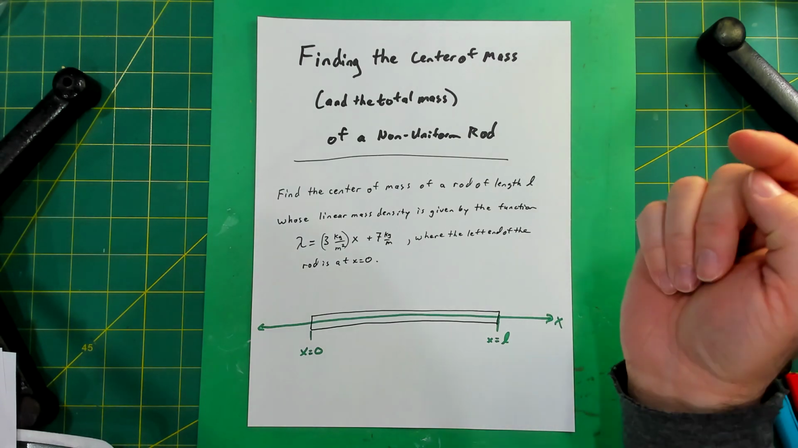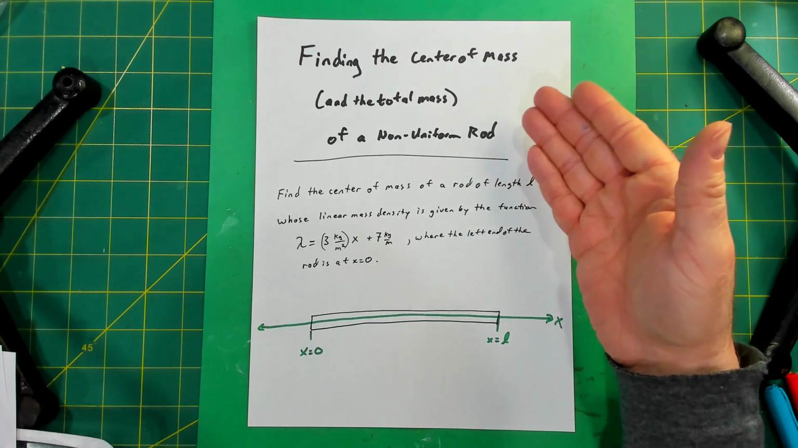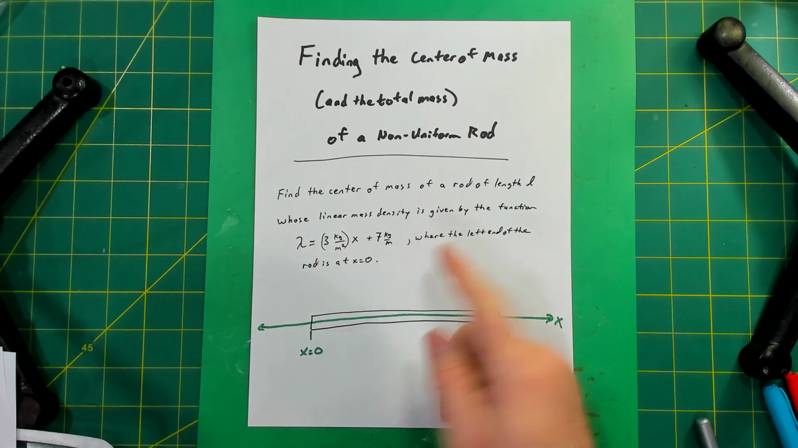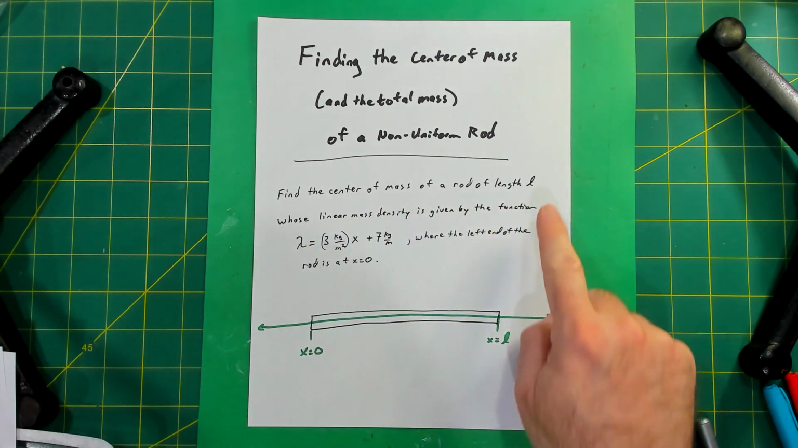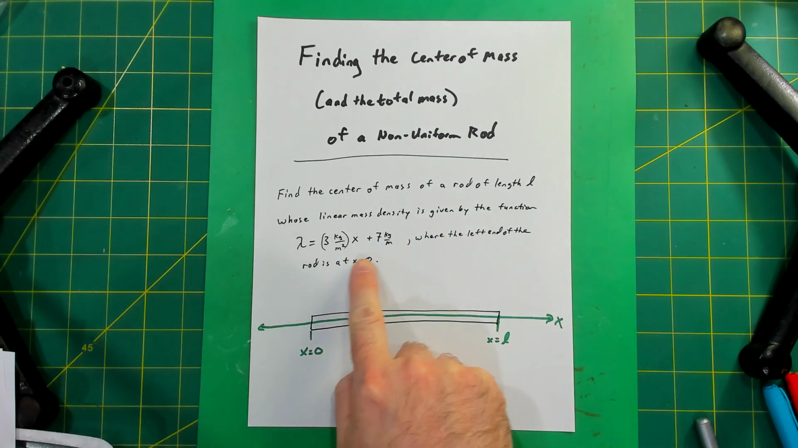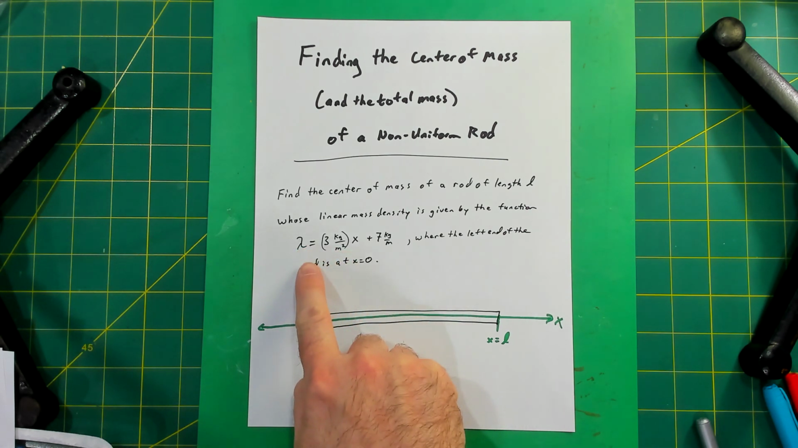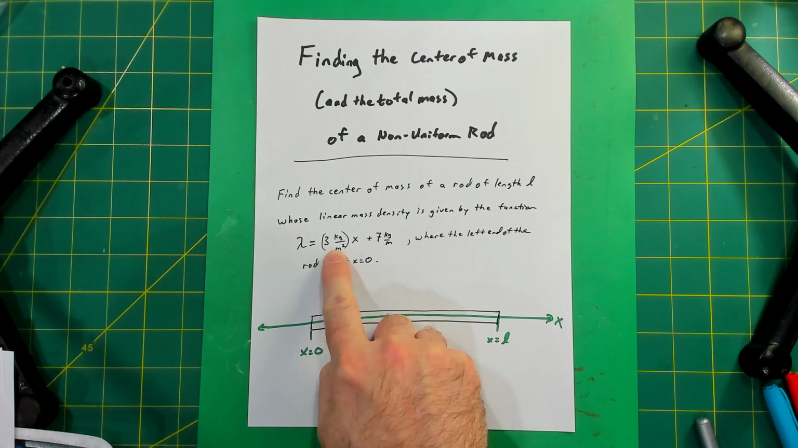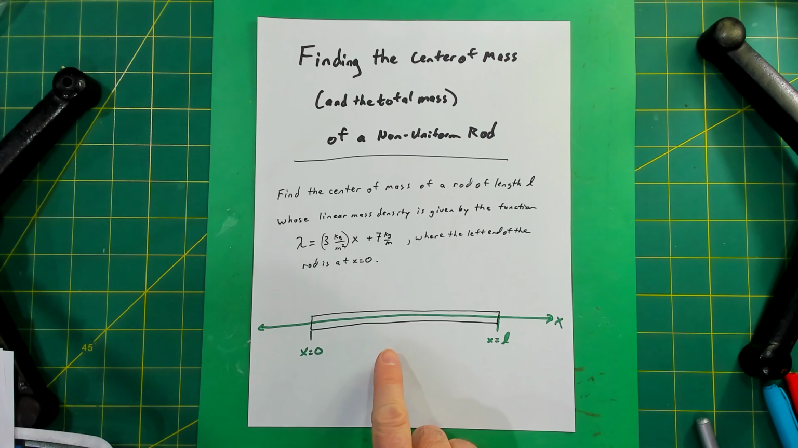In this video, we're going to find the center of mass, and along the way, we're going to need to find the total mass of a non-uniform rod. So for my sample problem, let's find the center of mass of a rod of length L, whose linear mass density is given by the function 3x + 7. I put the units on there, so it comes out to be kilograms per meter, where the left end of the rod is at x = 0. So that's what our picture looks like.